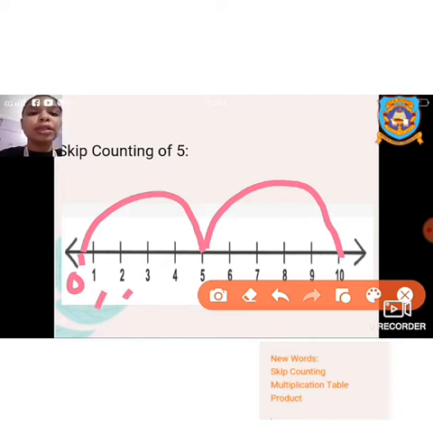So 1, 2, 3, 4, 5. So that is why I got 5. Again I have to skip count. I'll count by 5. Okay, 1, 2, 3, 4, 5. So I got 10 here. So this is skip counting of 5 done on a number line.